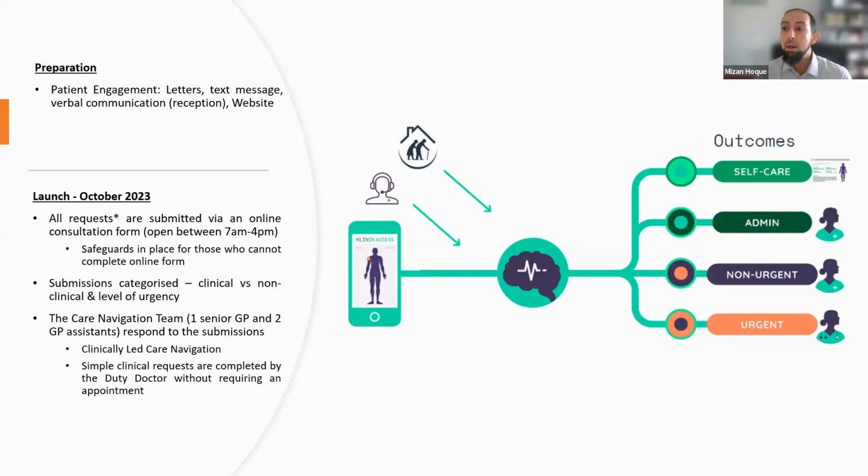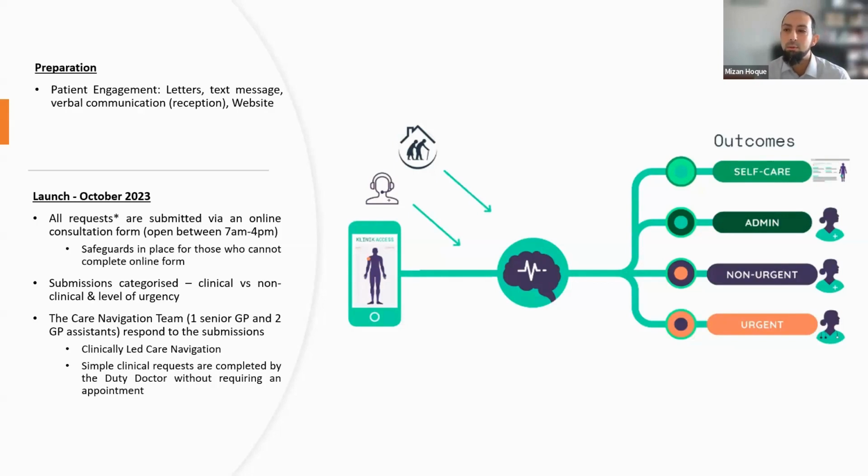And if you wanted to come in, you could come in and we would help you complete the form. So those requests are all then processed. They go to one senior GP, for example, myself, and two GP assistants, and we would prioritize them. Some of those requests would be purely admin, and the admin team will sort them out. Others would be of a low level clinical nature.